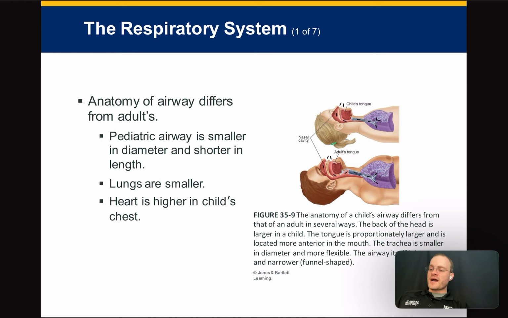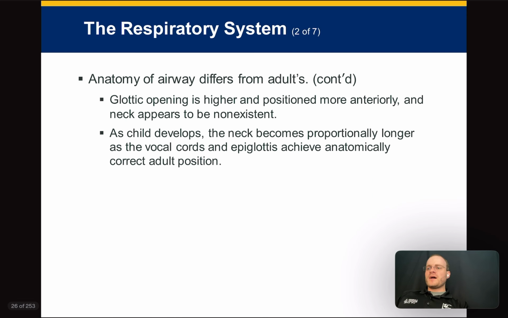With that, they tend to breathe at a higher respiratory rate. And the heart is higher in the child's chest, sitting higher up, so that's something to know. The glottic opening, where the vocal cords are, is higher and positioned more anteriorly, meaning more towards their nose. And the neck appears to be non-existent. Kids don't have as large of necks compared to adults. They have really big heads. In an infant, a third of their height is their head. As the child develops, the neck becomes proportionally longer as the vocal cords and epiglottis achieve anatomically correct position.